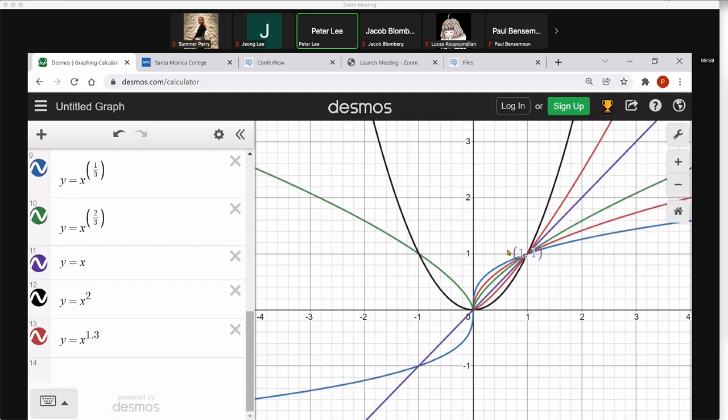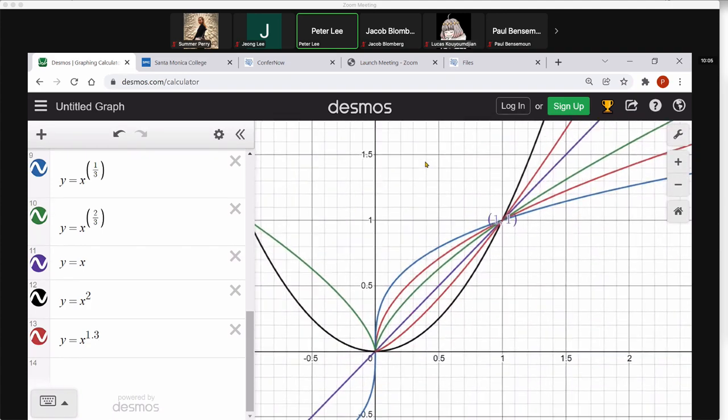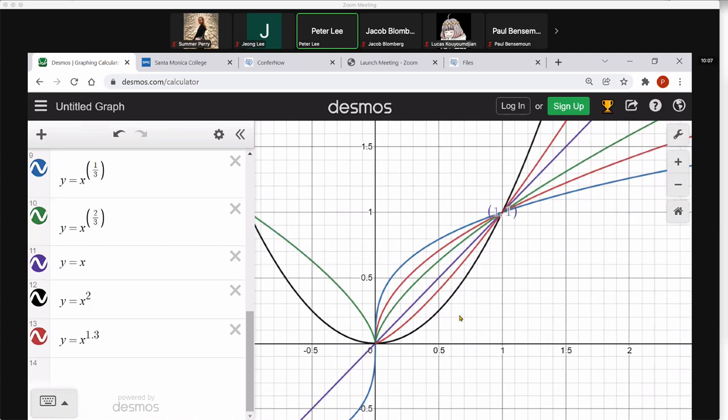Now first, why don't we focus on the graph 0 to 1 by 0 to 1? Look at this. What is the graph? The graph is y equals x squared. What's the one next to it? Is y equals x to the 1.3, because 1.3 is slightly less than 2. And then the purple in the middle is y equals x.